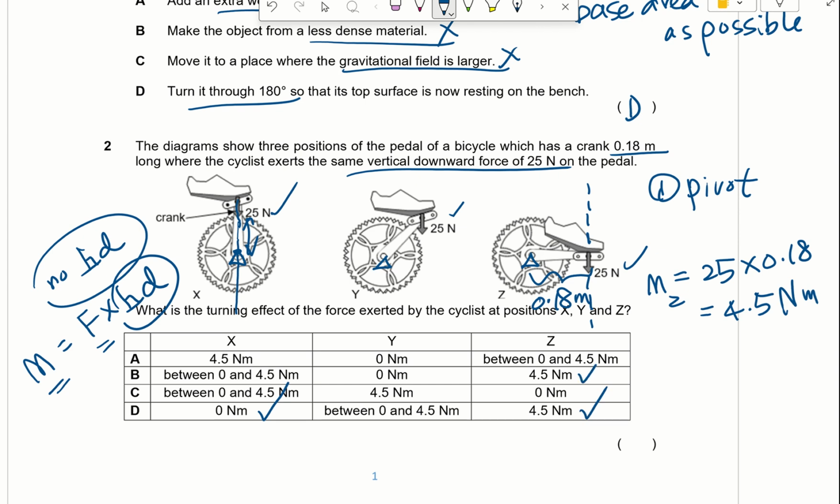So if I were to look at Y now, I will again draw my line of action of the force. I hope you still remember how to draw the line of action of the force. Basically, it's an imaginary line. You draw the line at the front and the back of the arrow. And this will help you to identify the perpendicular distance. Okay, and you will know that this perpendicular distance is lesser than 0.18 meter. Therefore, it will be between 0 and 4.5 Newton meter. Therefore, the answer is D.